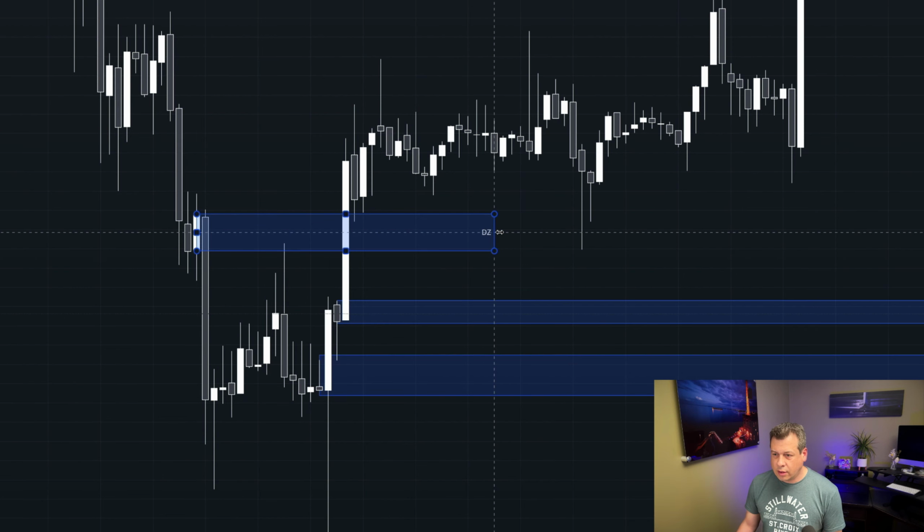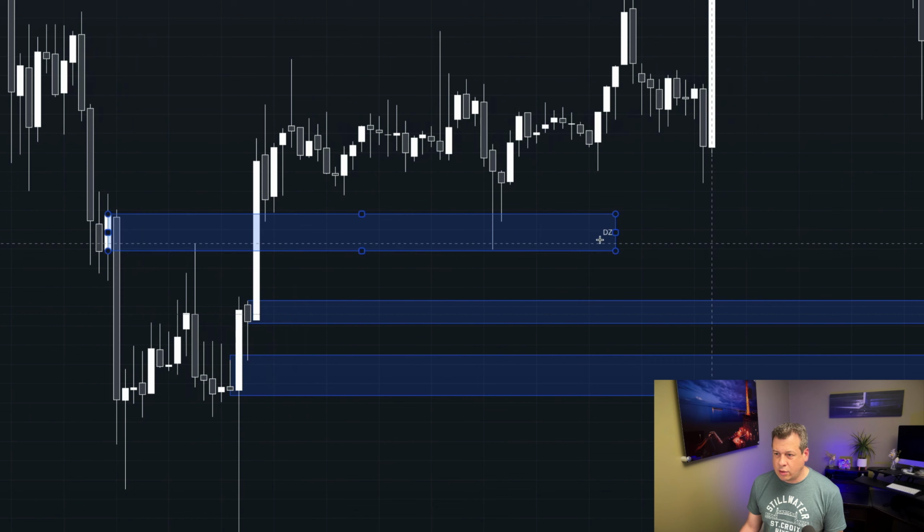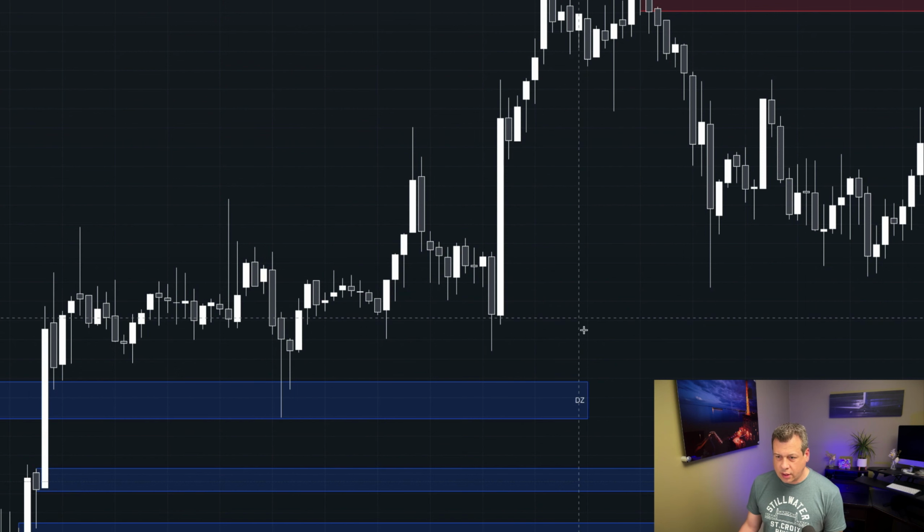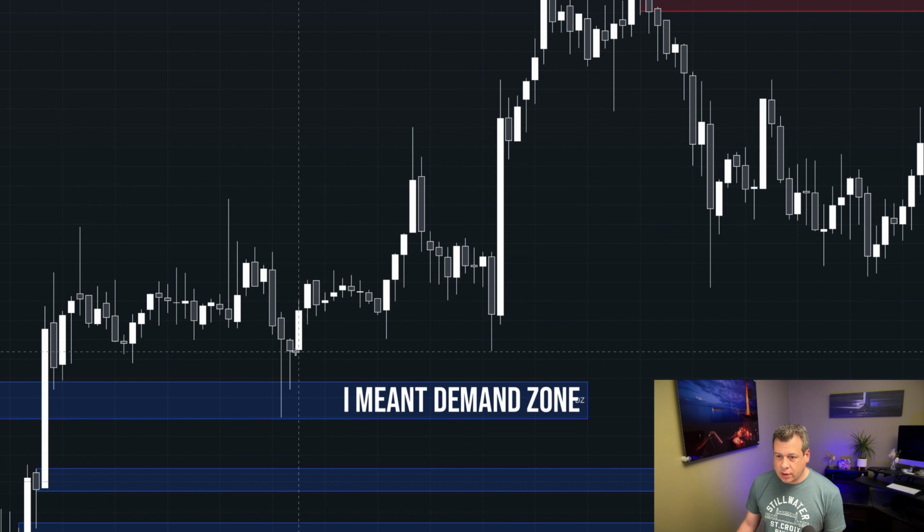So this turned into a demand zone, and if we keep pulling it across, you can see the price came back, it hit this demand zone, and it bounced out of here again. You can keep doing this over and over again. Once you start looking for these, you'll see them all over the chart. For example, here's another supply zone right here. So I'm lining up the candle bodies.